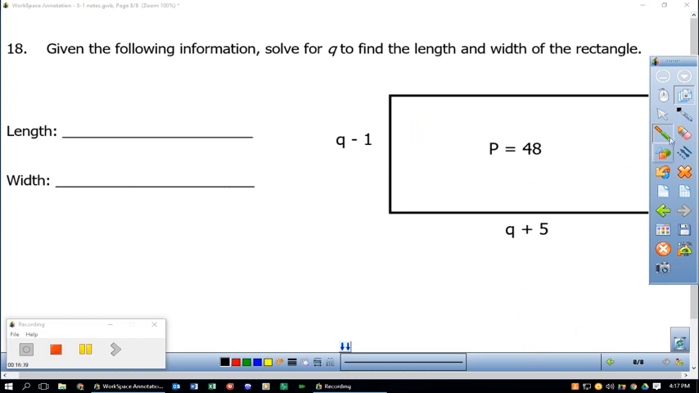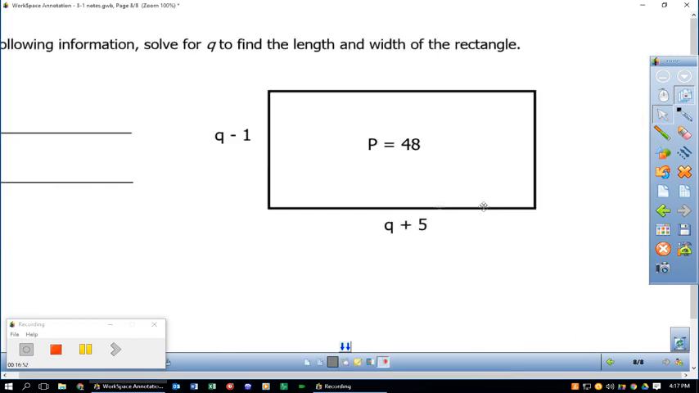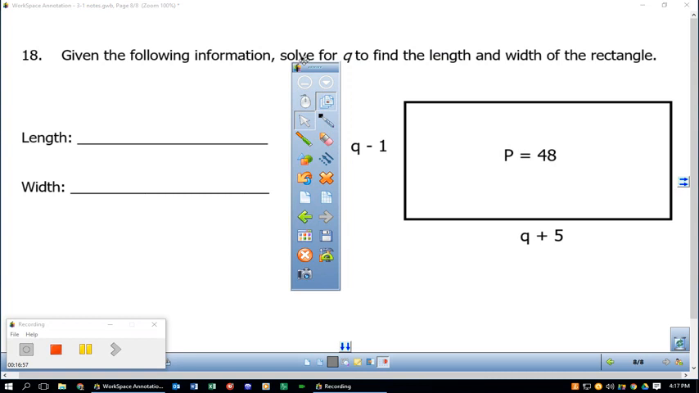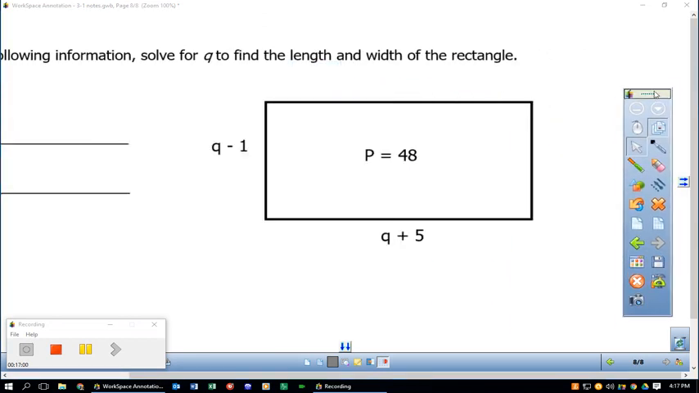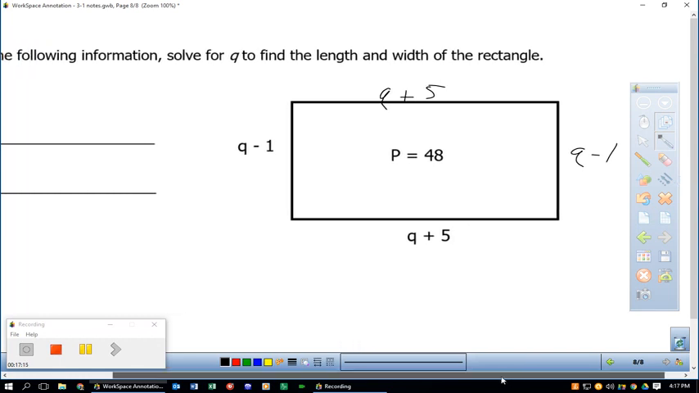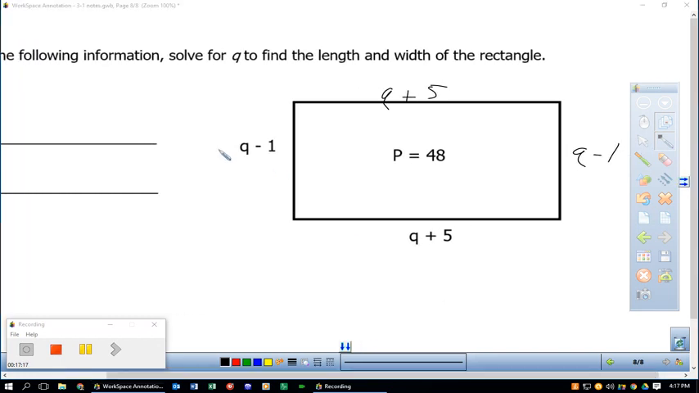So first, we have this side over here. Move this over just a little bit. There we go. So we know that these two sides are going to be the same. Q minus 1 and Q minus 1. Also, Q plus 5, Q plus 5. Now we know that all of these sides add up to be 48. So we are going to have to combine like terms. Okay, we have 1Q, 2Q, 3Q, 4Q. All right, so 4Q something equals 48.